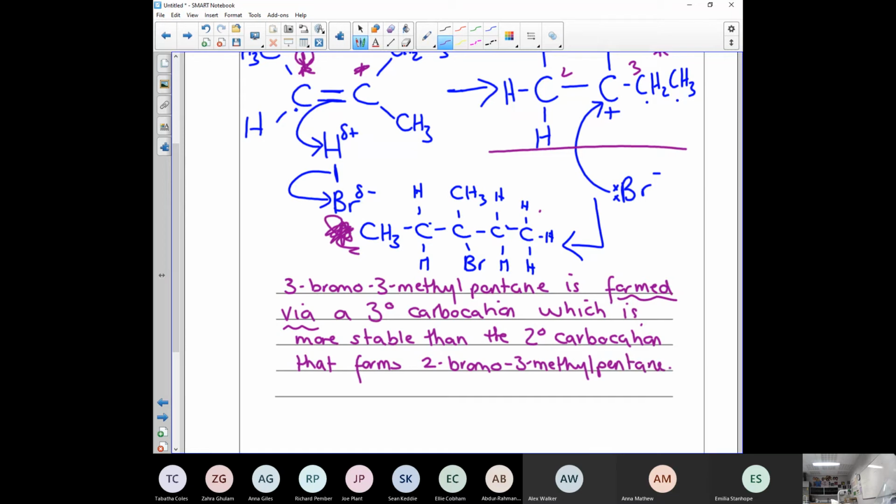Or you could say that 3-bromo-3-methylpentane is formed via a tertiary carbocation. The 2-bromo-3-methylpentane is formed via the secondary carbocation, and the tertiary is more stable than the secondary. So there's a few different ways you can write it. You could even just say that 2-bromo-3-methylpentane is formed via the secondary carbocation, which is less stable than the tertiary carbocation.